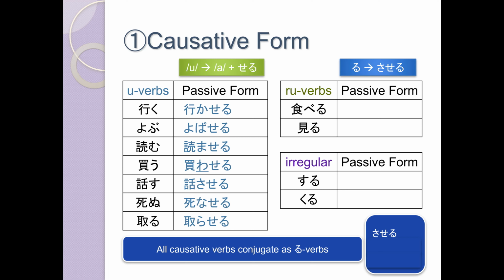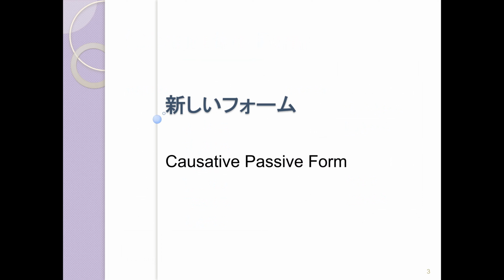On the other hand, for the do verbs, we're going to get rid of the do and add saseru. So taberu, tabesaseru, miru, misaseru. For irregular verbs, we'll change the suru to saseru and kuru to kosaseru. And once again, all of these causative verbs will conjugate the same way as do verbs. So saseru, sasemasu, saseta. Okay, so that is the passive form that we studied in chapter 21 and the causative form that we studied in chapter 22.